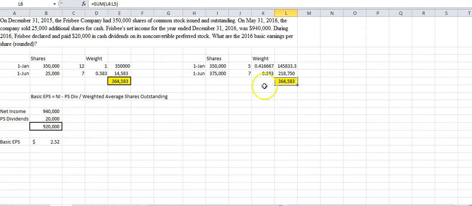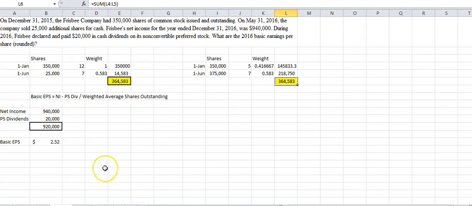This is just a different way of looking at it, of thinking about it. Okay. So I say for the first 5 months, I had a balance of 350,000, so that's going to have a weight of 5/12. And for the next 7 months, I had a balance of 375, so that's going to have a weight of 7/12. I do the weighted average, and I come up with 364,583. It's the same. It's just a different way of looking at it. You could choose whichever one you are comfortable with. Choose it and stick with that one. It doesn't really matter.